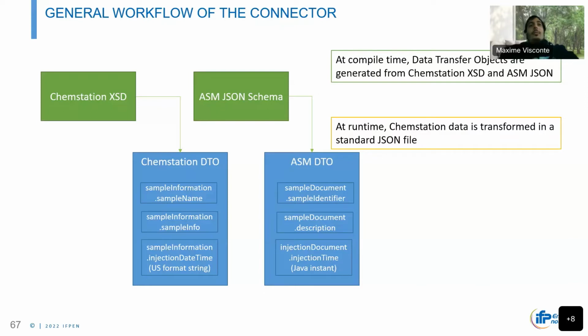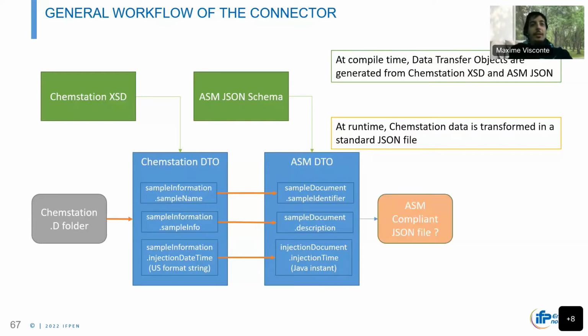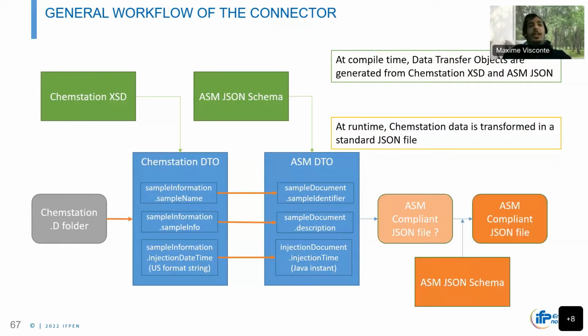When the program runs, we take the ChemStation data, transform it into a ChemStation DTO, which is mapped into an ASM DTO, which is then outputted as an ASM file. Is it compliant? We don't know. We check if it's compliant to make sure we only output ASM files that are compliant with the process.